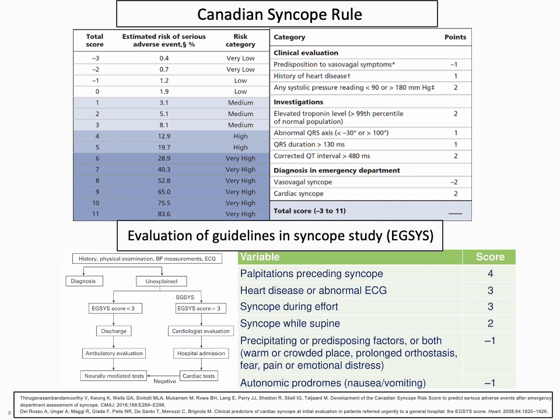Many attempts have been made to identify those patients who are presenting with syncope of having cardiac syncope. These are two such examples, the Canadian Syncope Rule and the Evaluation of Guidelines in Syncope Study. They both seek to identify salient points in the presentation of the patient, and after performing a calculation, they give you a risk score, and you can make decisions based on that. However, these scoring systems and others like them have not been well validated and should not be routinely used. Should be considered only an adjunct rather than a replacement to good clinical evaluation.